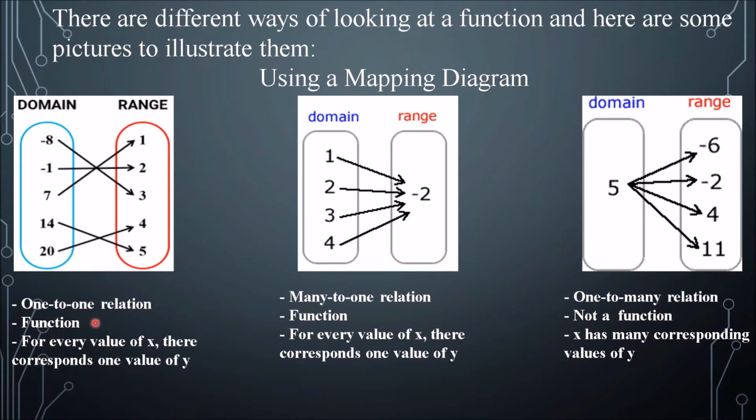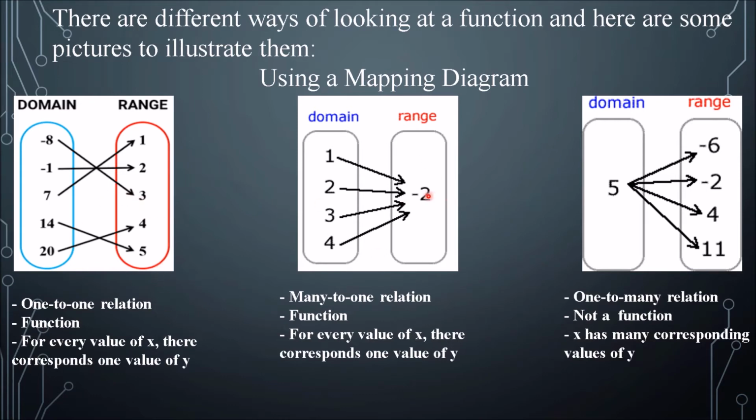Let's take a look at this one. This is what we call a one-to-one relation. Why? Because for every value of x, there corresponds one value of y. So 1 x, 1 y. 1 x, 1 y, and so on and so forth. That's why it is called one-to-one relation. And this one-to-one relation is considered as a function, so we can consider this as a one-to-one function.